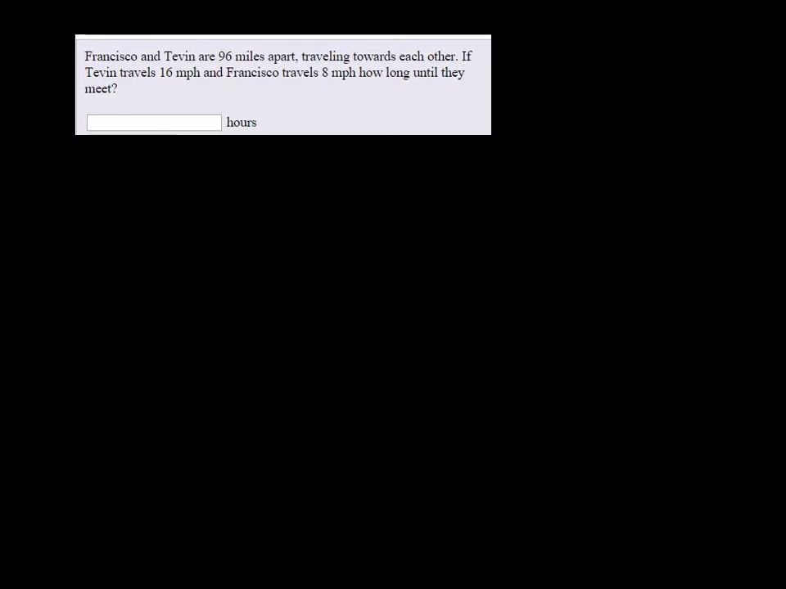This is probably the easiest of the different distance problems. It says Francisco and Tevin are 96 miles apart, traveling toward each other. If Tevin travels 16 miles per hour and Francisco travels 8 miles per hour, how long until they meet? Let's start with a chart.